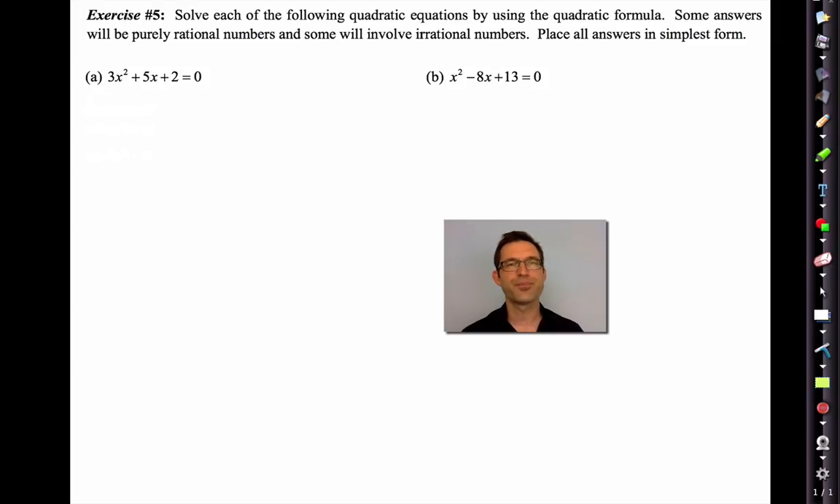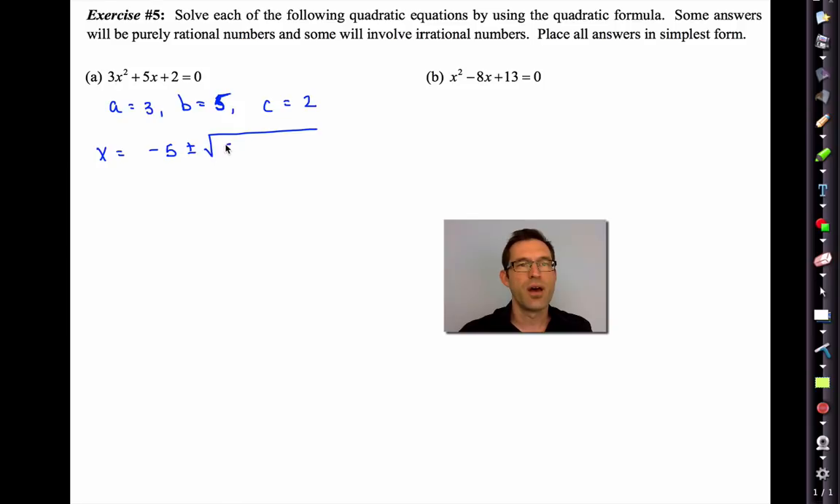Okay, let's go through them. Now again, up front, I don't know. I might end up having completely rational answers. I could have some irrational answers. All right, whoops. Let's make b into 5. That's a little bit better. Here we go. X equals -b plus or minus the square root of b squared minus 4 times a times c, all divided by 2a. Great, so far so good.